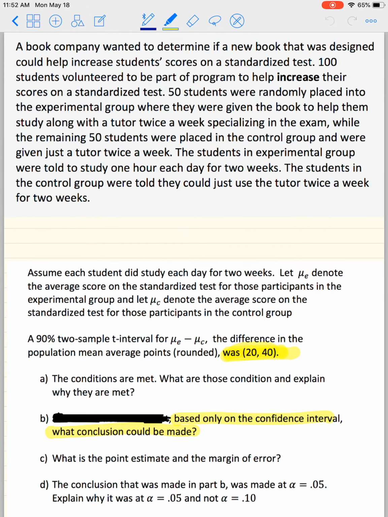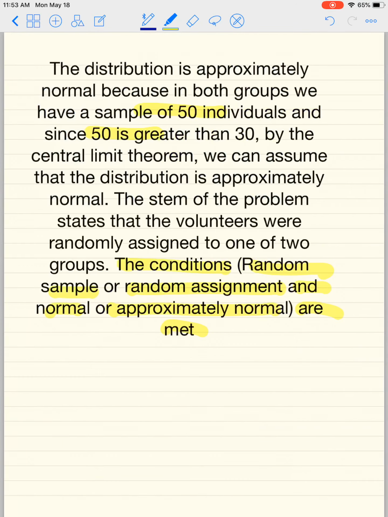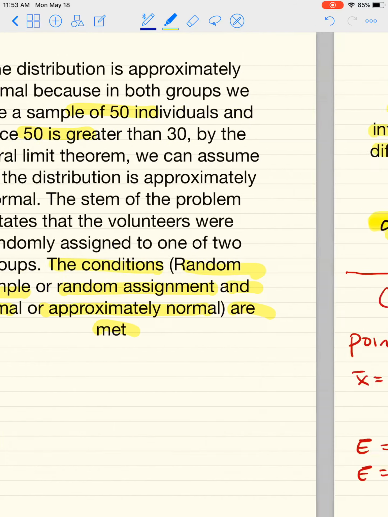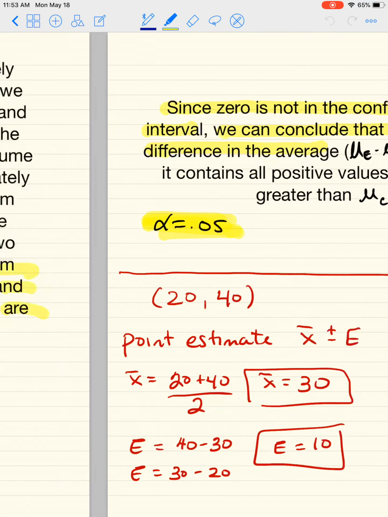I'm going to talk about this in a minute, okay? Remember the question says to help increase. Increase means greater than, it means one-sided, okay? Also, remind yourself that this is a 90%. So I'll tie everything together soon, okay?